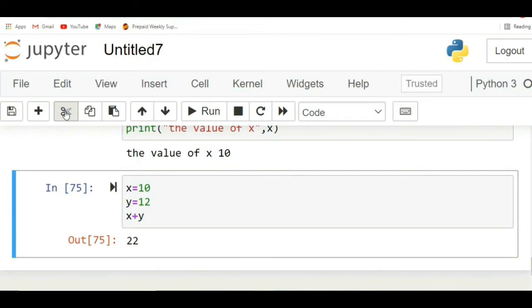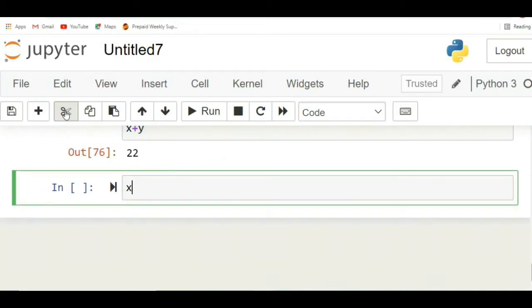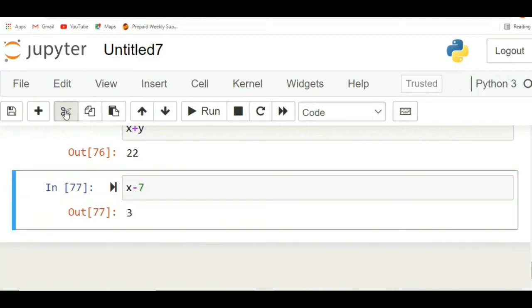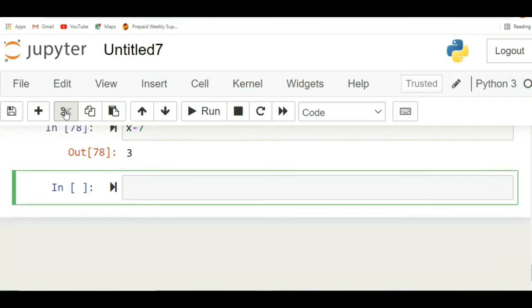Yes, it is 22. x is equal to 10, y is equal to 12. So x minus y, 10 minus 12... x minus 7, which means 10 minus 7, it should be 3. And the next is the value of x is 10, y is 12. Remember, the value of x is 10 and the value of y is 12.